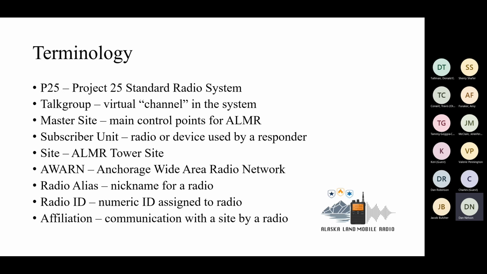You may hear the acronym A-WARN from time to time. A radio alias, you'll see often come up on your dispatch consoles. That's a nickname or an alias for the radio. Most of the time, in fact all the time, those aliases start with your agency identifier, something like AST or MSB, something that's been assigned by the system, and then it'll have maybe a name, maybe an ID number, or maybe an apparatus number or a vehicle number. It depends how your agency has decided to administer those aliases.